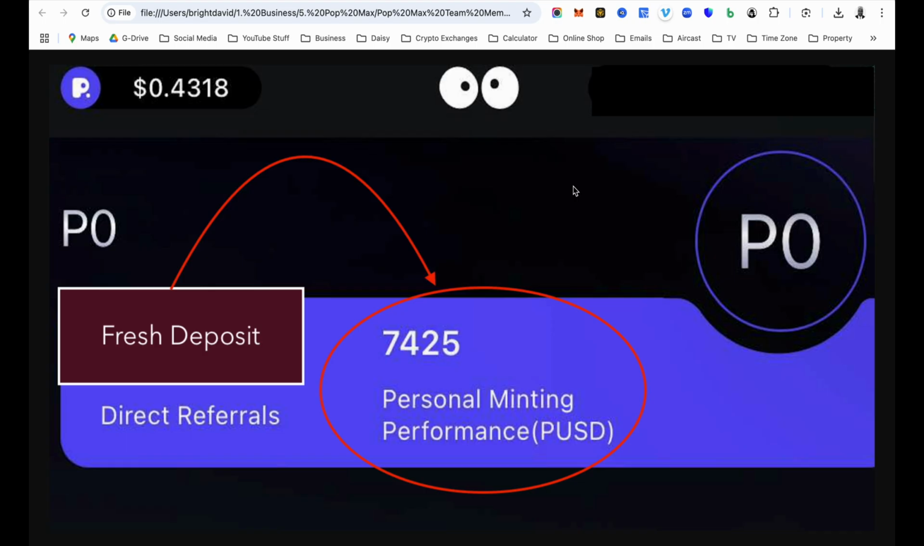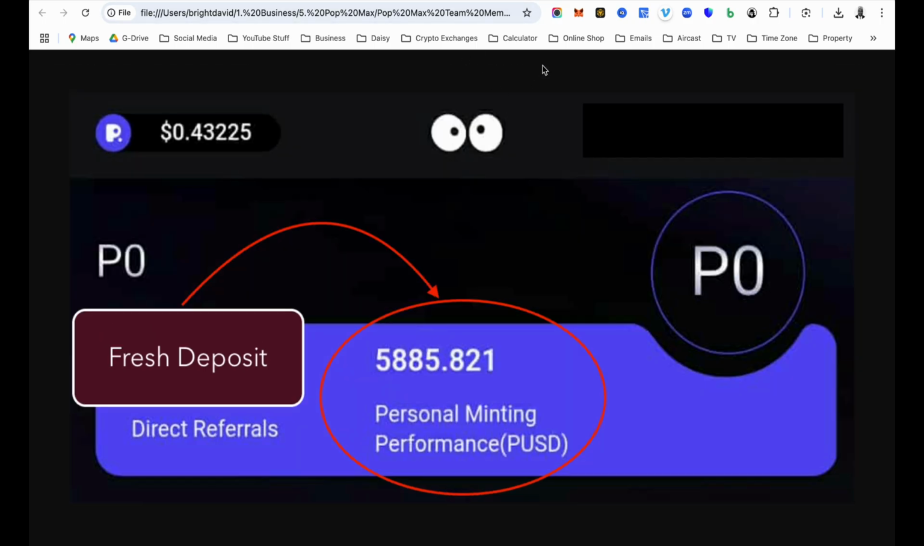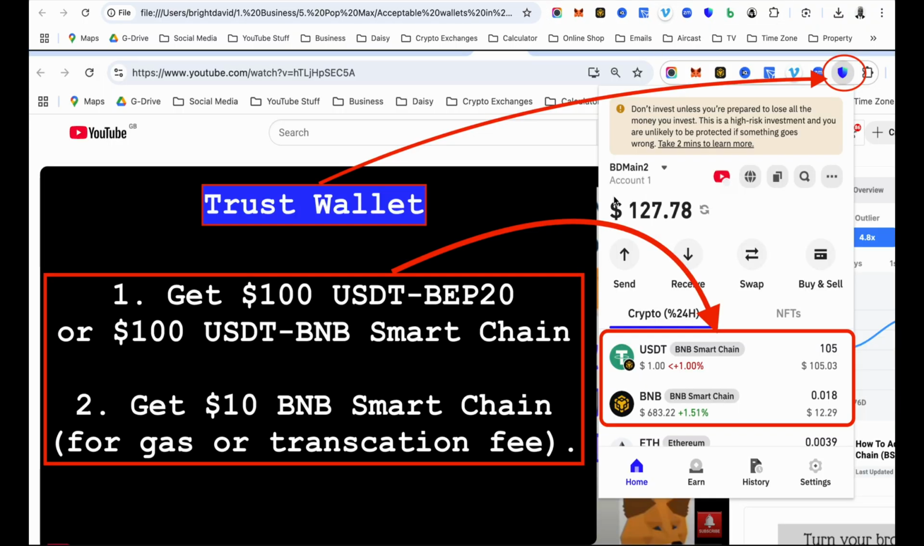Now don't be scared of all these huge amounts of money that people are depositing. This is what they can risk. This is within their risk threshold. So your risk threshold is different from my risk threshold. This is what they can afford to put in PopMax. Otherwise, PopMax is recommending that we should start with $100 in USDT BEP20, and then we should also get $10 worth of BNB Smart Chain for gas or transaction fee.